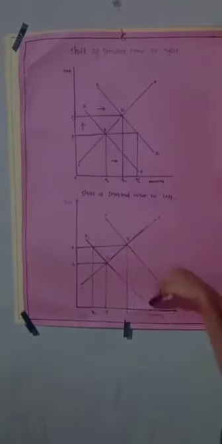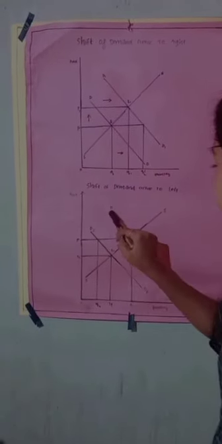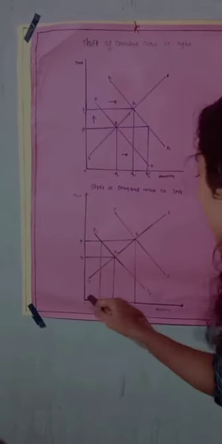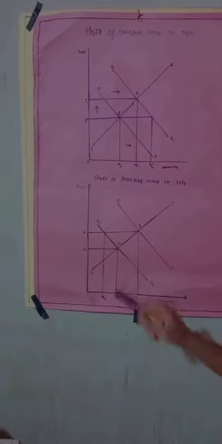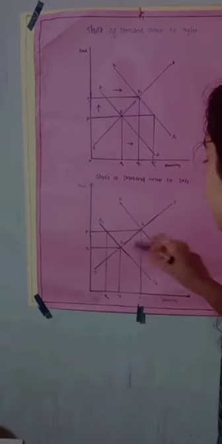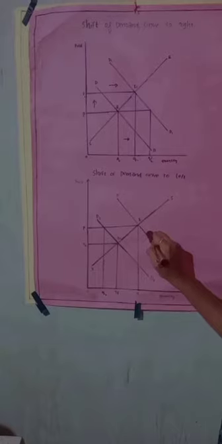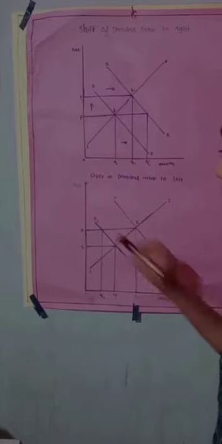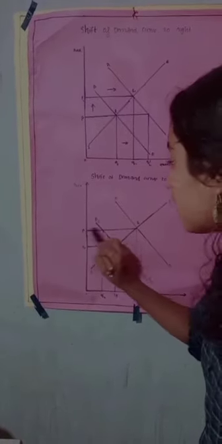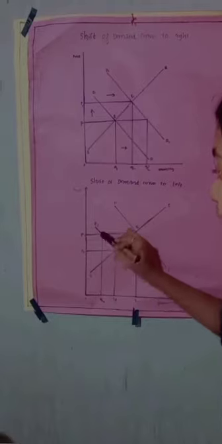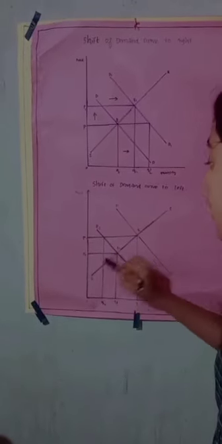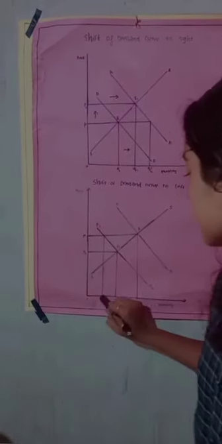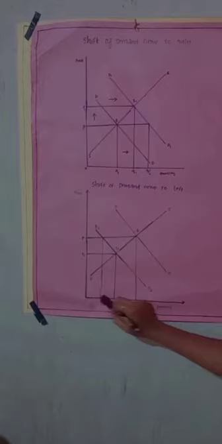Now let's look at this diagram. In this diagram, this is the initial demand curve DD, OP is the initial price and OQ is the initial quantity. So this is the equilibrium price. When the demand curve shifts to the left, D2 is the now shifted demand curve. When this shifts, what happens to demand? The demand decreases. What happens to supply? Supply increases. This is the excess supply.